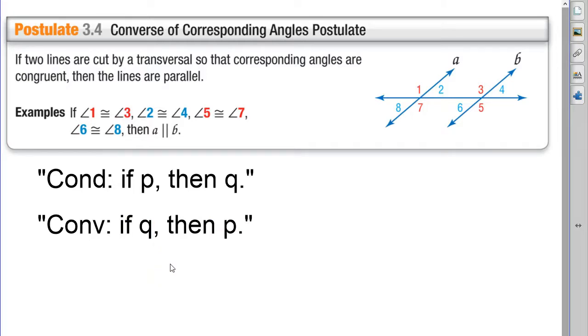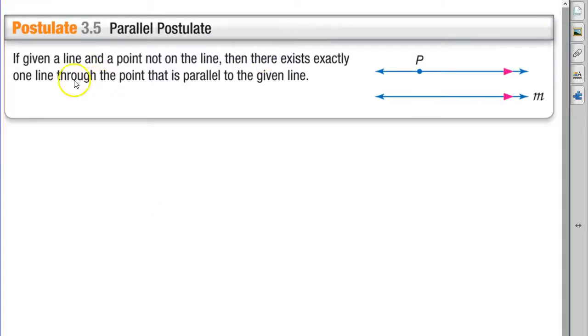You almost could make them one big giant theorem or one big giant postulate, but the book splits them up, and it's traditional to do that. Now, the one postulate or theorem that might be weird to you is this one. Sorry, one postulate. If given a line and a point not on the line, there exists exactly one line through the point that is parallel to the given line.